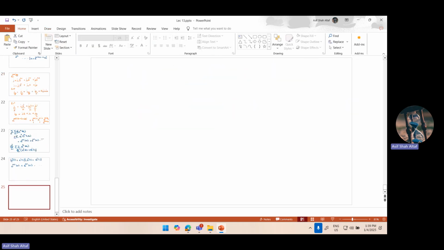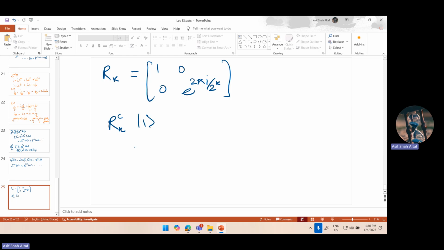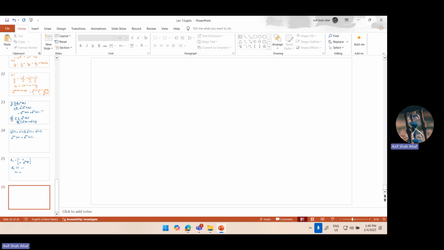Before that, I would like to introduce a gate, the Rk gate, which is given as follows. If you have a controlled Rk gate, then that will add the phase only when you have the one computational basis and not when you have the zero computational basis. So let's try to make a circuit and then things will become much simpler.